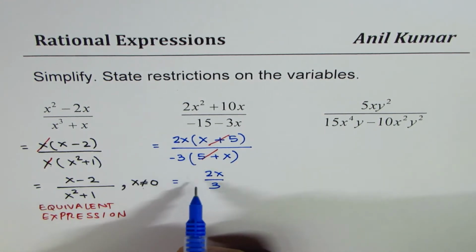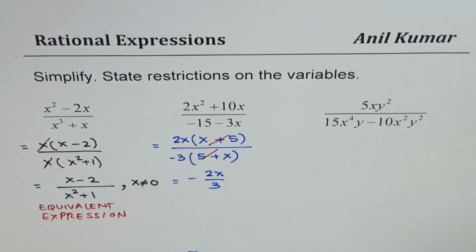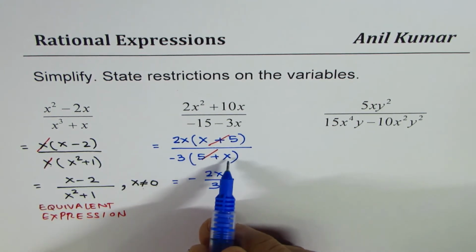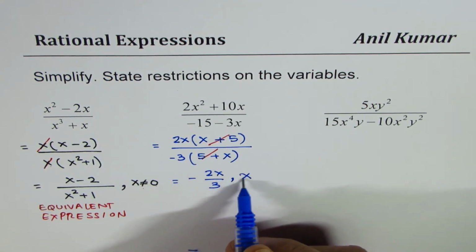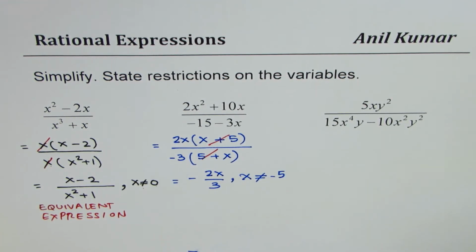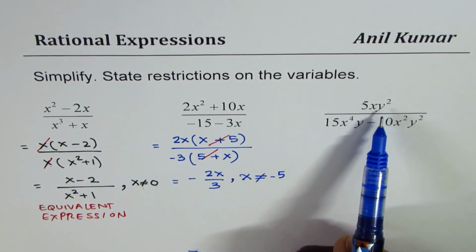It's good practice to write the negative here. Now what are the restrictions? Restrictions are that x plus 5 is not equal to 0, so therefore x is not equal to minus 5. Perfect. The last one here, we'll review most of the concepts with this also.